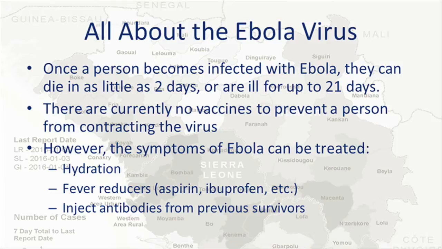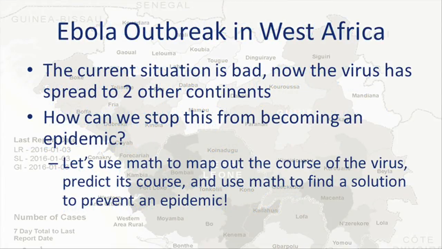So there's no vaccine to prevent or cure the disease or prevent it from being contracted, but you can treat the symptoms of Ebola. So with that, you can hydrate yourself, take fever reducers, inject antibodies from previous survivors. Basically, if you have access to good healthcare, you have a higher chance of survival. But in these West Africa rural areas, there are limited options to healthcare. So the current situation is bad.